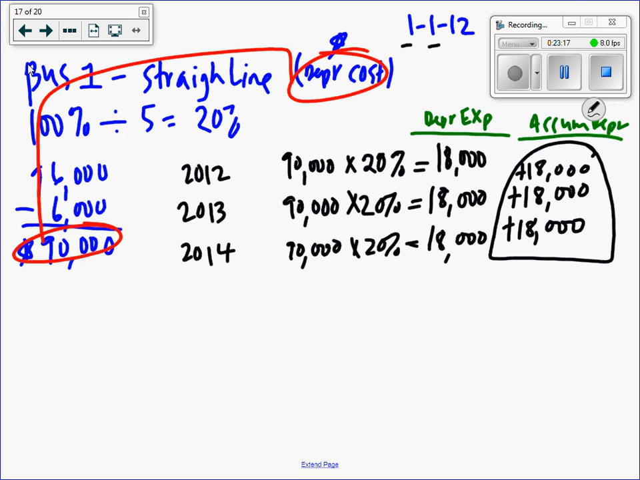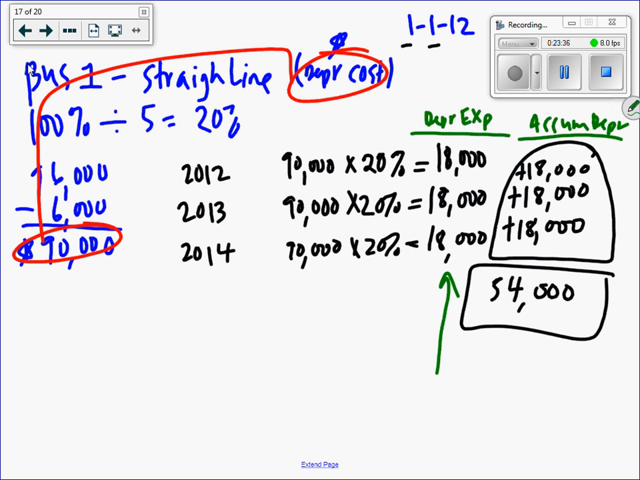What the book is asking us to do is figure out the value of our pile. 18 plus 18 plus 18 is, our accumulated depreciation pile has grown to $54,000. We also could stop and say, well, what's it depreciated each year and what has our pile grown to? Any questions? It's that easy. It's just I like my version better. Should we move on to the next bus?